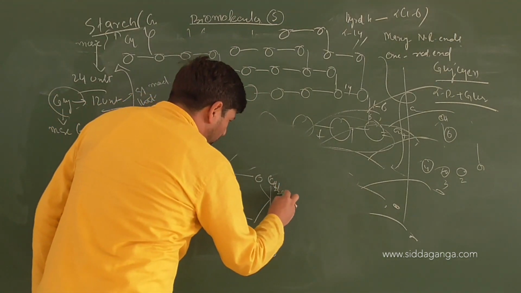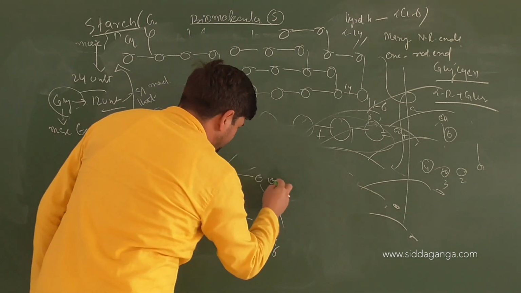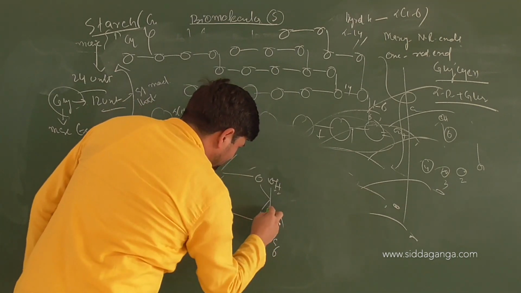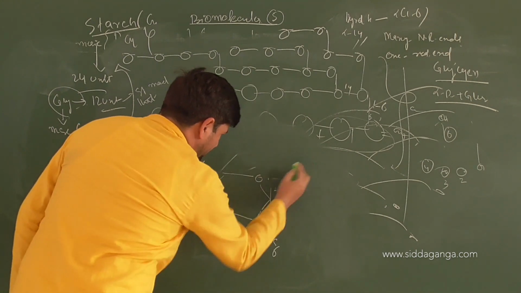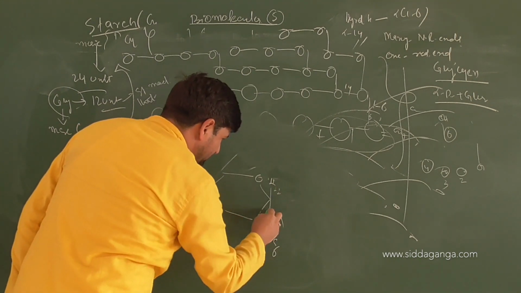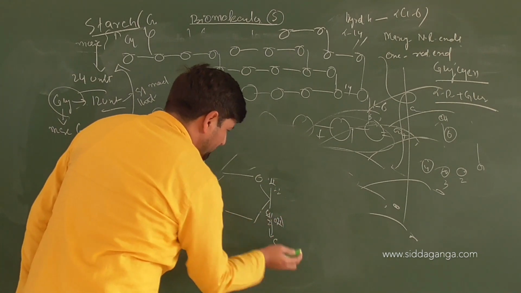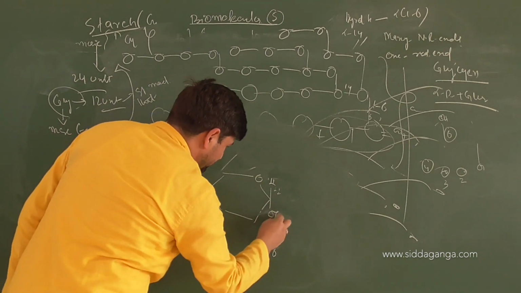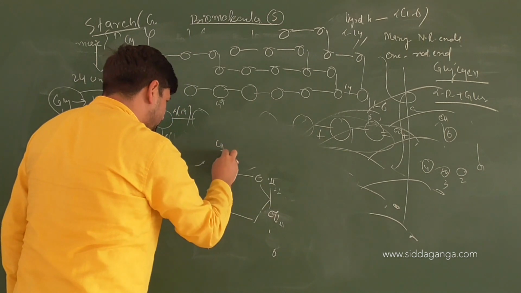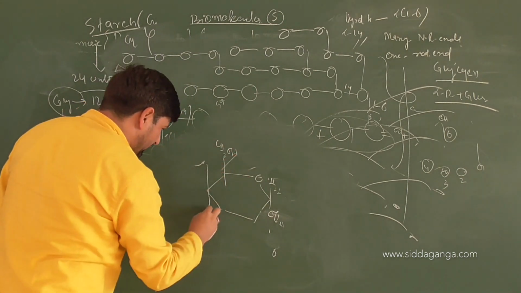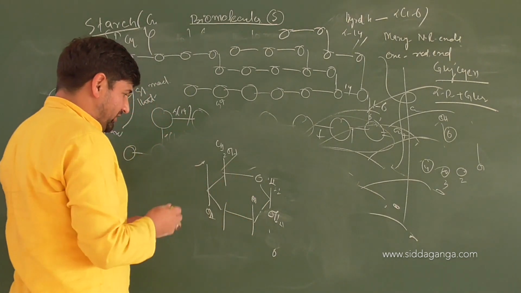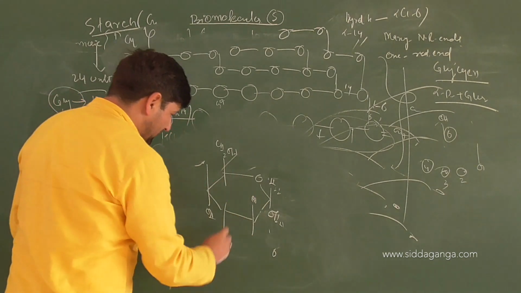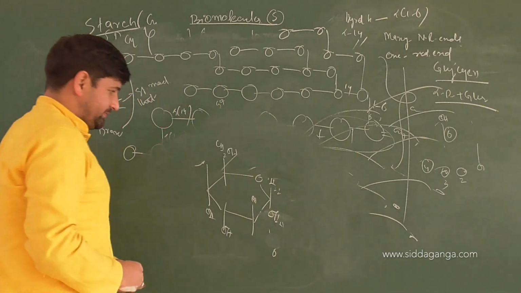This is the CH2OH group. To be precise, this is the OH group, and this one is H, this is the CH2OH group. This is the OH group. Here it is CH2OH. Here we have OH. Here we have OH. It is above the plane, right or not? This needs to be understood. And here you got one more OH.